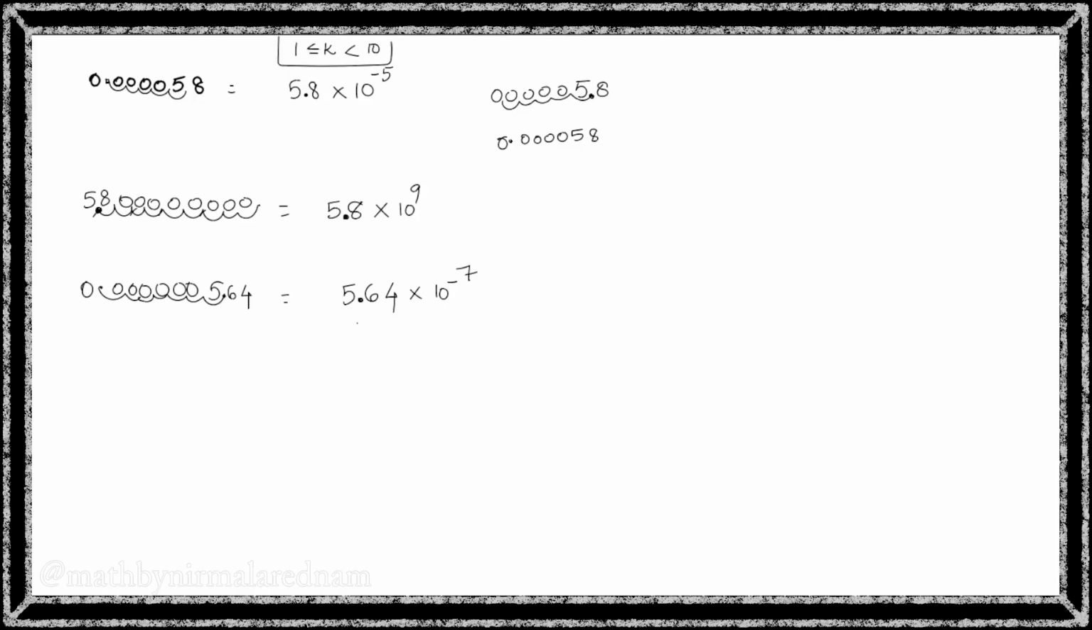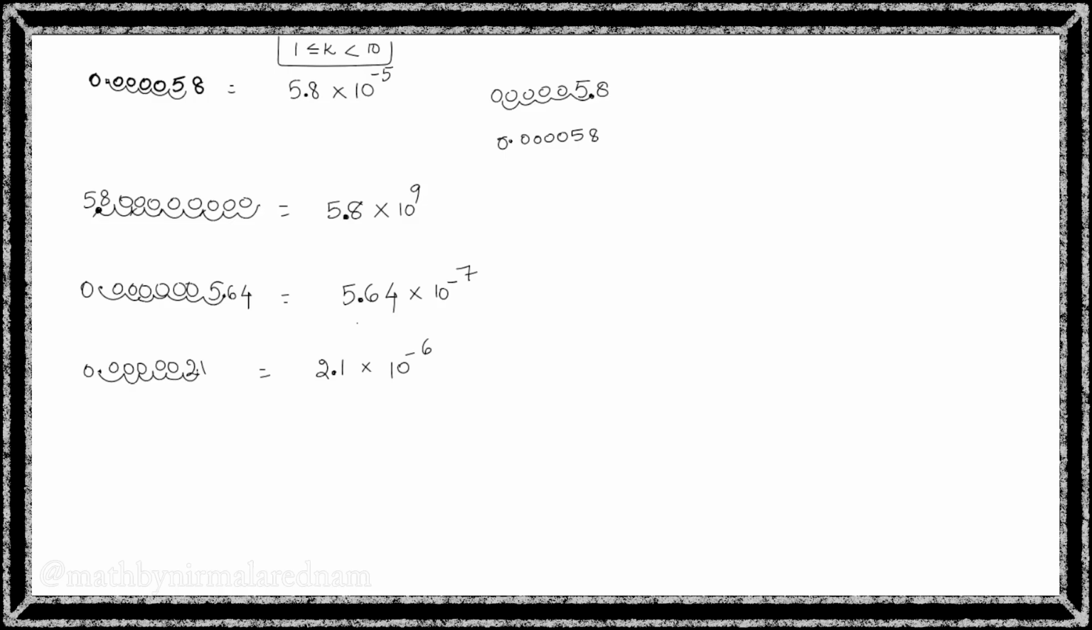Next one, they're saying 0. They've given 5 zeros, 2, 1. So first, what is this number? It can't be 0.21. It has to be 2.1. Correct? So in order to make it 2.1, how many places have I moved? 1, 2, 3, 4, 5, 6. 10 power minus 6. Correct?